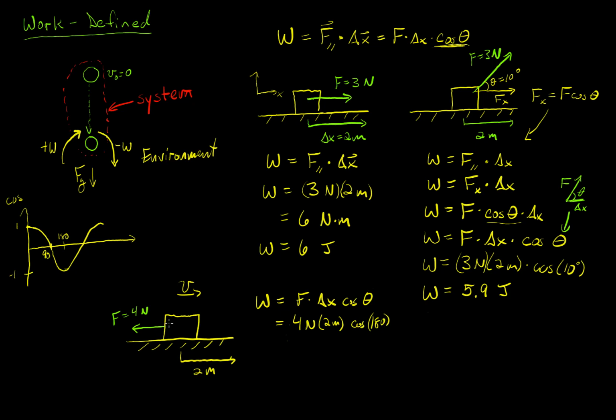Because that's 180 degrees. Our displacement vector, if I move it up, is right here. So we see that the angle is 180. So what I get is 8 joules, but cosine 180 is -1. So it's -8 joules. So I can see that when the force is opposite the displacement, I get a negative. But when it's in the same general direction, then we get a positive. And that's true in general.